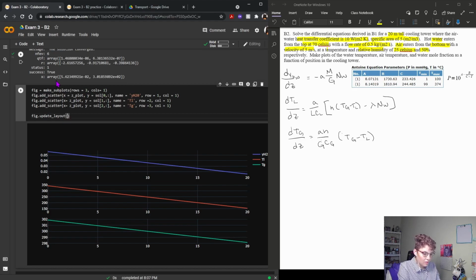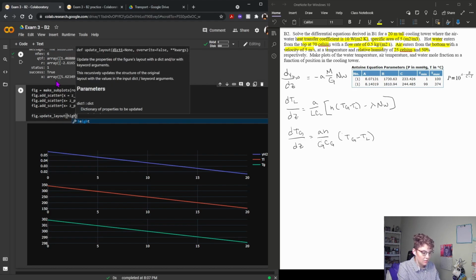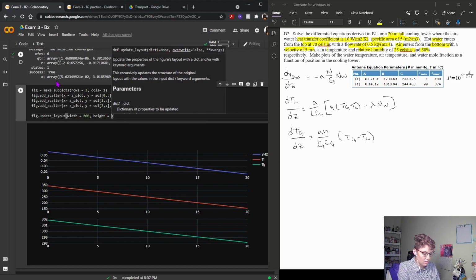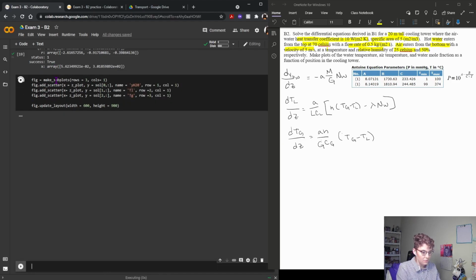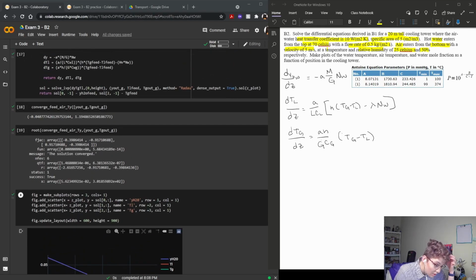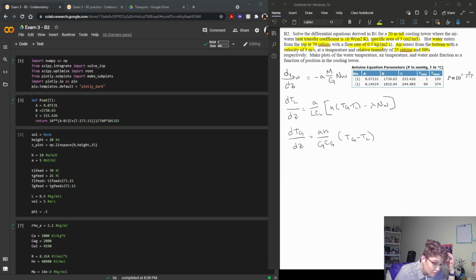And then we want the width to be equal to 600 and the height equal to 900. Yes, so there is something wrong. I need to double check my values.